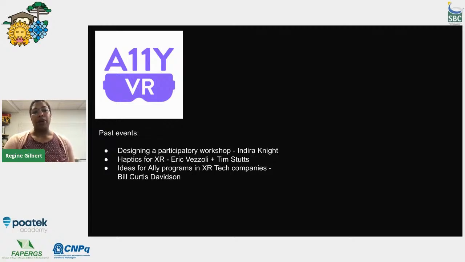A11Y VR, so A11Y is a pseudonym for the word accessibility. There are 11 characters between the A and the Y. This is a monthly meetup started by Thomas Logan, where folks will meet in Mozilla Hubs, but the meetings are also available on YouTube, and past events have included designing a participatory workshop with Indira Knight, haptics for XR with Eric Vizzoli and Tim Stutz, ideas for ally programs and XR technologies by Bill Curtis Davidson. So if folks are interested in accessibility, I highly recommend going to YouTube and putting in A11Y VR to see some of the past talks, and look forward to the upcoming talks in the coming months.